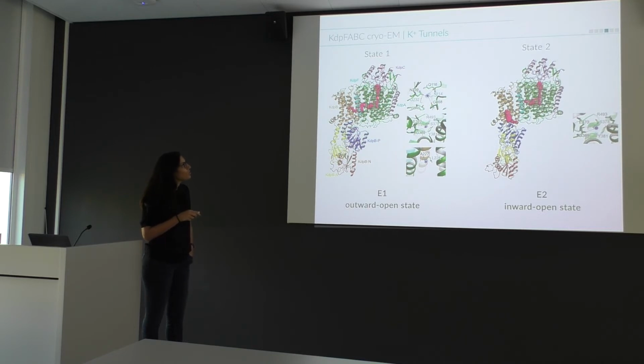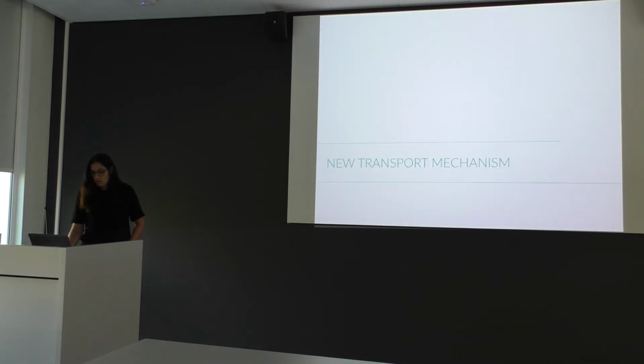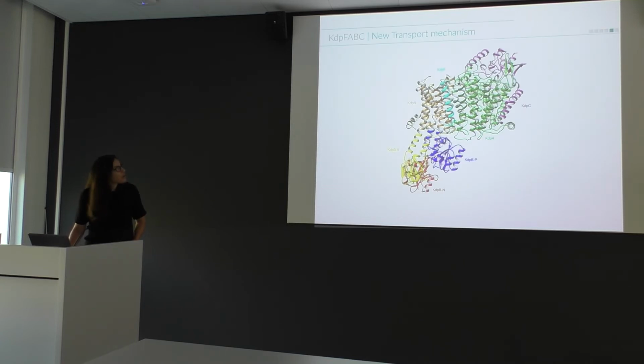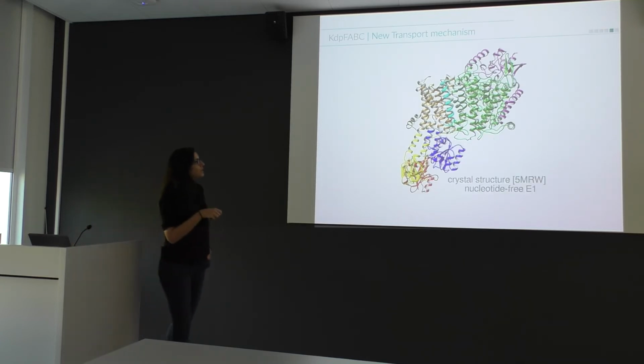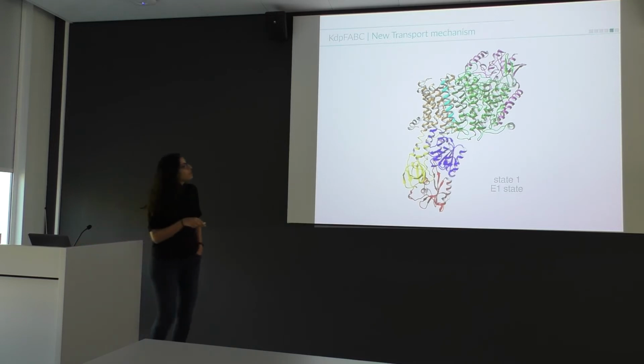It goes all the way from the selectivity filter down to here, and it actually makes quite some sense. So we actually believe that we see the ions moving through it. What we propose now is just a little bit of an animation. This would be the crystal structure, which we believe to be at the beginning. There was just one potassium bound.